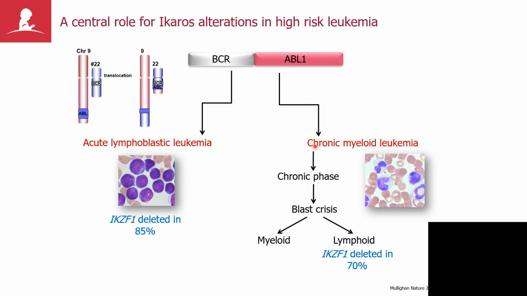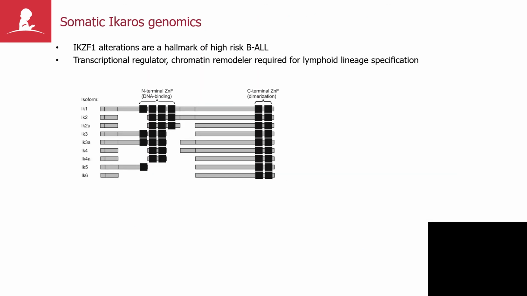And one of the main findings of this study was that alteration of the Ikaros or IKZF1 transcription factor gene was a hallmark of ALL or CML when it transitions to lymphoid blast crisis. So these two lesions drove lymphoid lineage. A note about the genetics of Ikaros. So we now know that Ikaros alterations are a very important hallmark of high-risk B-ALL. Apart from the leukemia initiating lesions that I've shown you so far, Ikaros alterations are really the strongest and most powerful predictor of outcome and relapse in ALL.